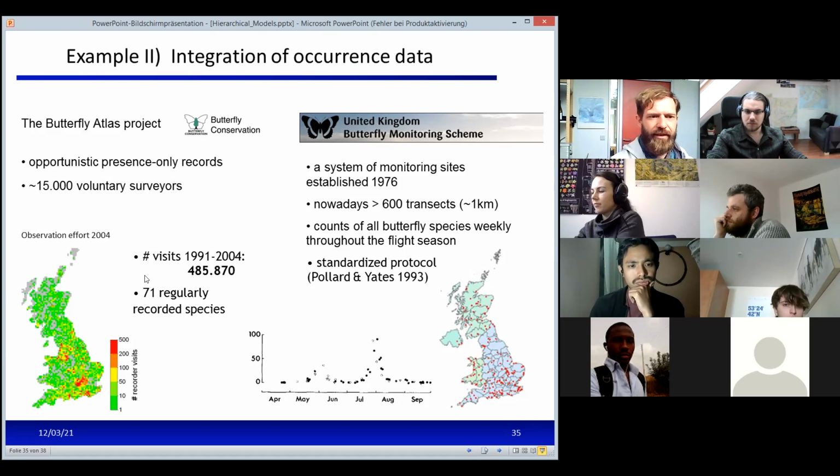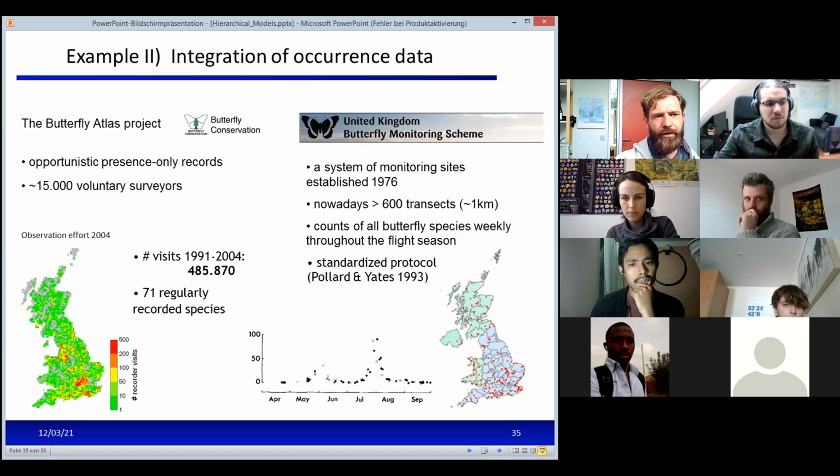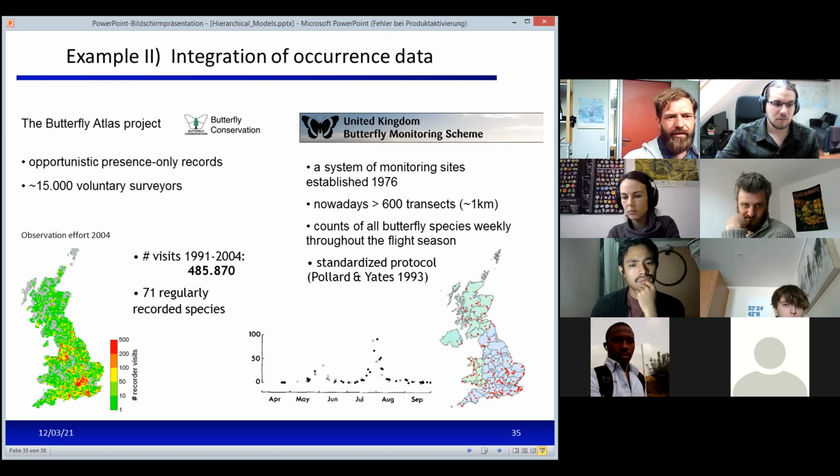The data situation here is that for butterflies in Great Britain, we have two main data sources. One is the Butterflies for the New Atlas project that collects so-called opportunistic presence records. There's a huge number of volunteers, or citizen scientists, that just occasionally go out into the landscape and record all the butterfly species they see, say, during a Sunday hike or on any other occasion.